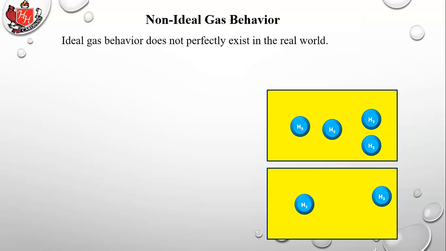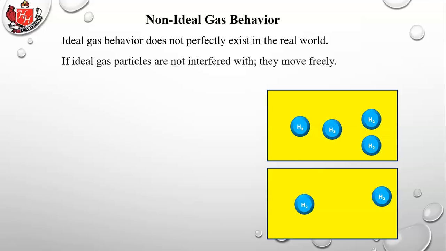Ideal gas behavior does not perfectly exist in the real world. Think of an ideal gas as a single molecule of some gas in outer space. There are no other gases or molecules to bump into it, to interfere with it, to slow it down. So it's basically a molecule that can move freely. If ideal gas particles are not interfered with, they move freely.